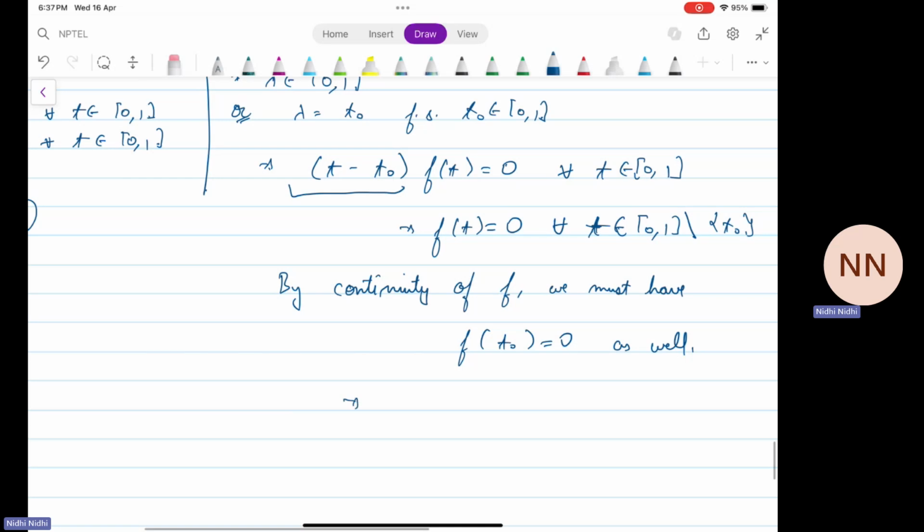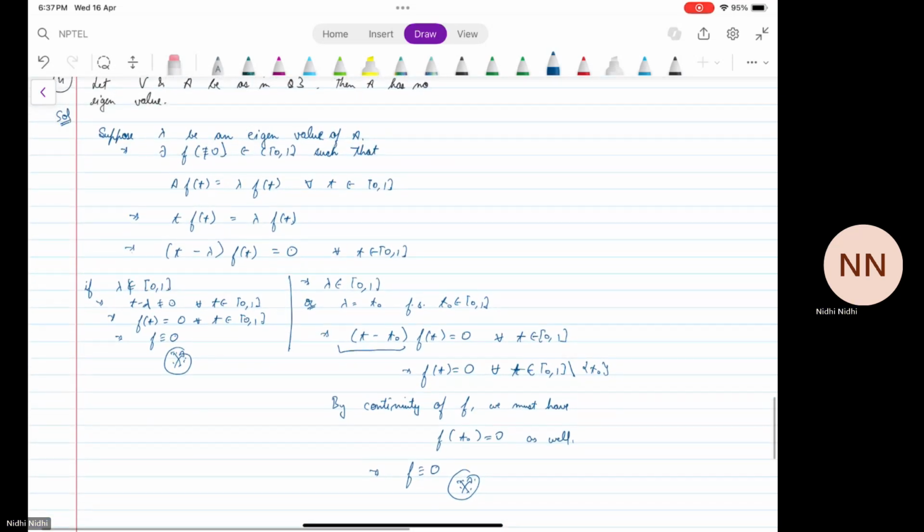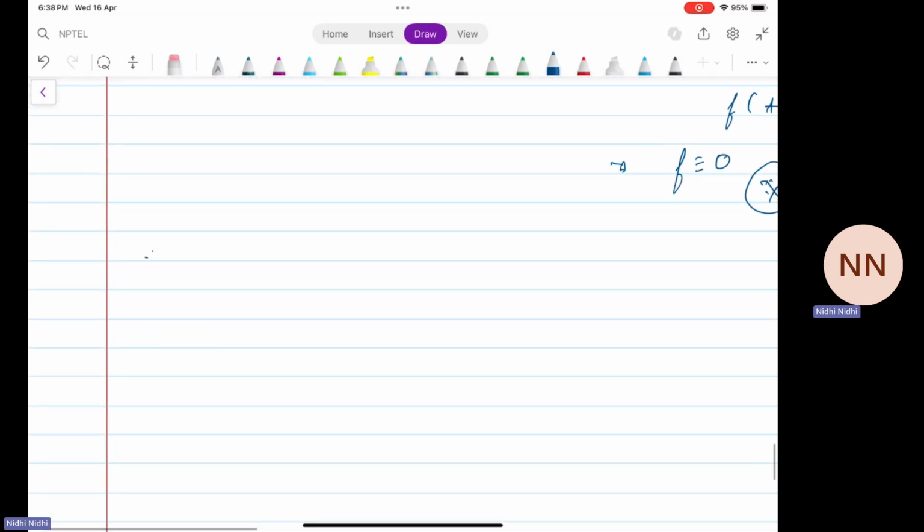Now, this implies that again f is trivially the zero function, which is not possible because f is an eigenvector. So because we are getting a contradiction in either of the cases, it cannot have any eigenvalue. Therefore, A does not have any eigenvalue. Therefore, the given statement is true.